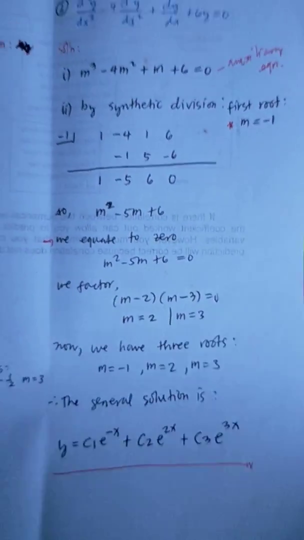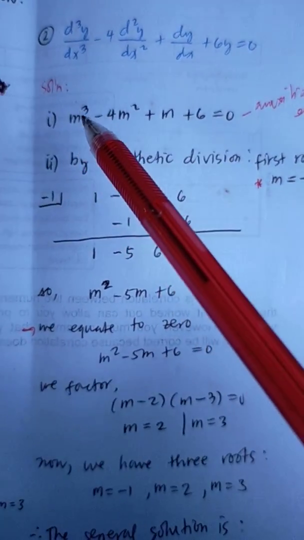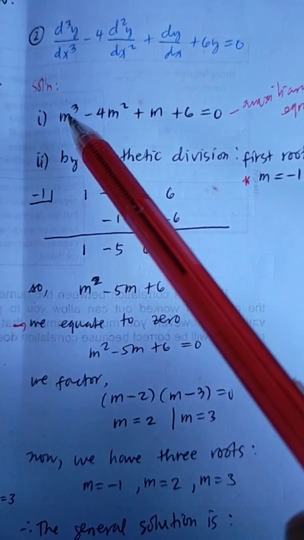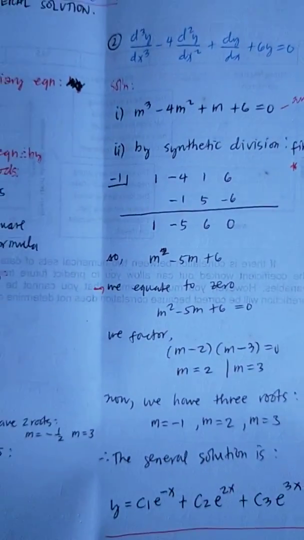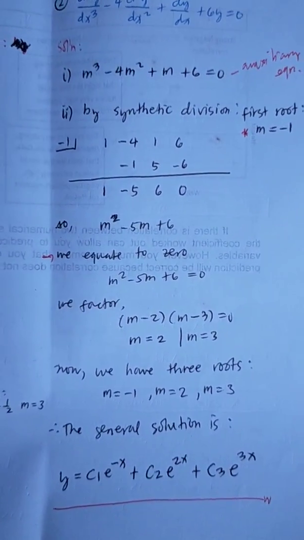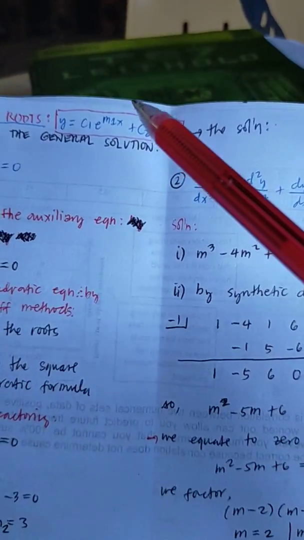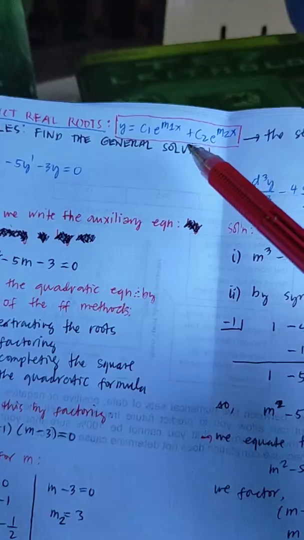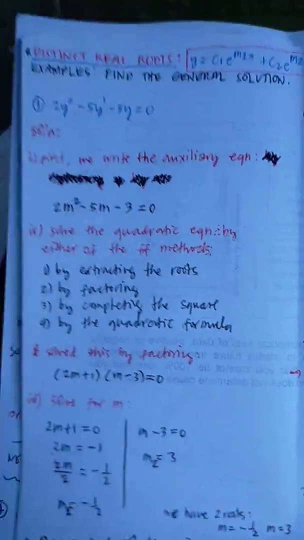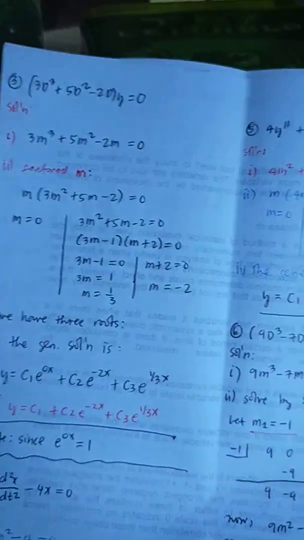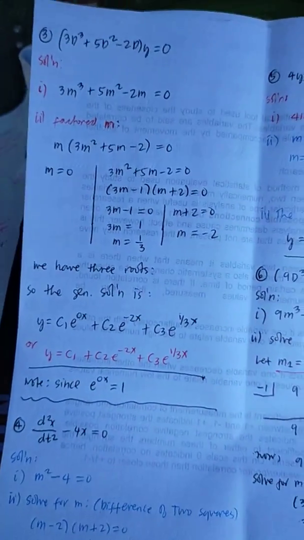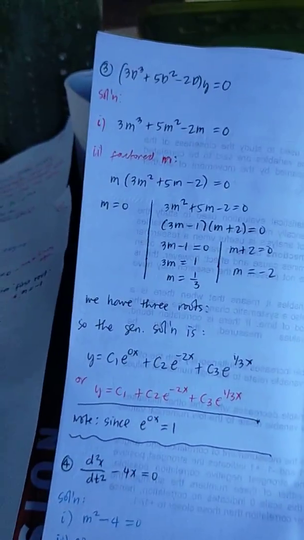Again, kung makita na kayo m to the power of 3, m to the power of 4, ana, use the synthetic division. Okay, it's very clear. You just simply use our solution of distinct real roots. You will take note, madali lang ito kasi you will just find the roots or the m. Okay?